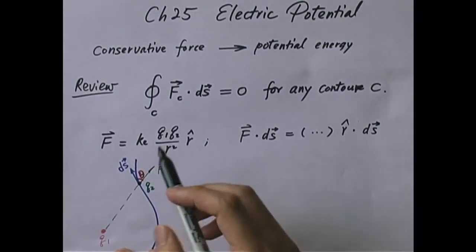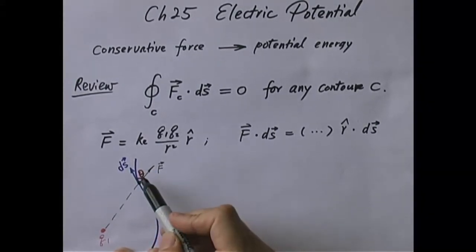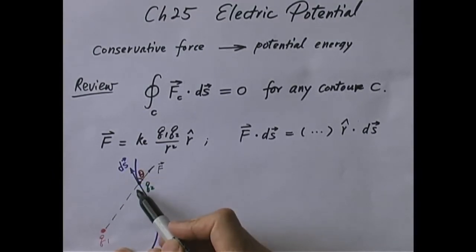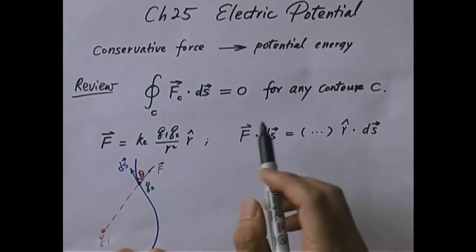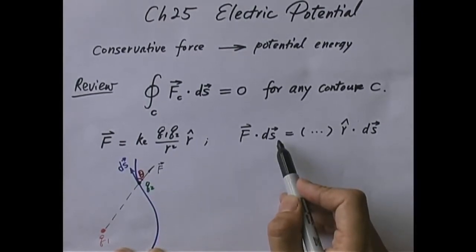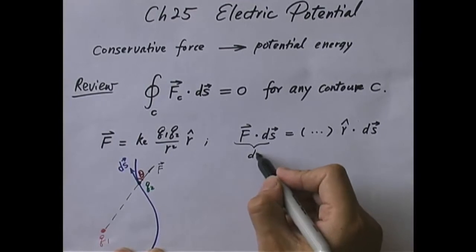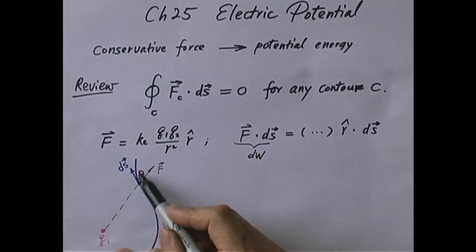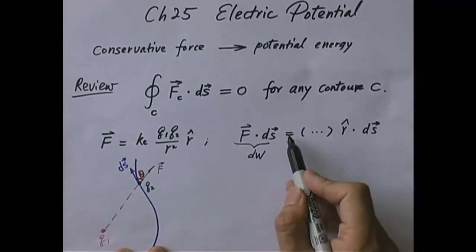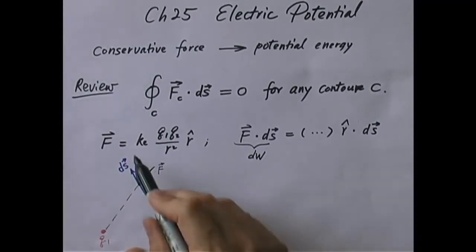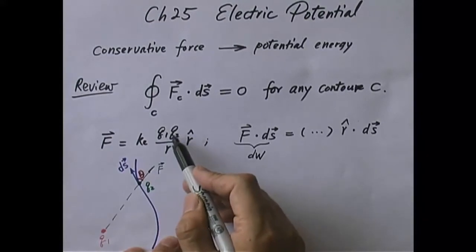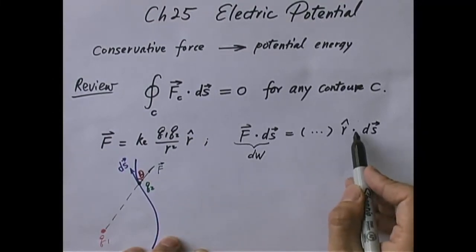Let's see, if I move q2 along its path with a little displacement ds, which may not be along the r direction, what is F dot ds equal to? As you recall, this is dW, the work done by this force on q2 as it moves a distance ds. So that is F dot ds, and then we can plug in the value of F, which is k q1 q2 over r squared, and then you have r-hat dot ds.